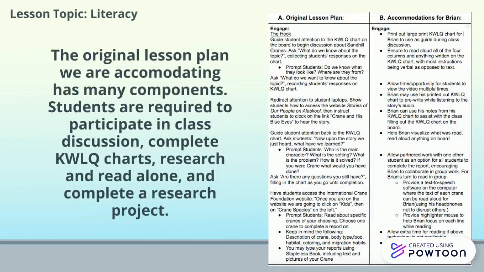The lesson plan we are modifying is a literacy lesson plan. The original lesson plan we are accommodating has many components. Students are required to participate in class discussion, complete KWLQ charts, research and read alone, and complete a research project.